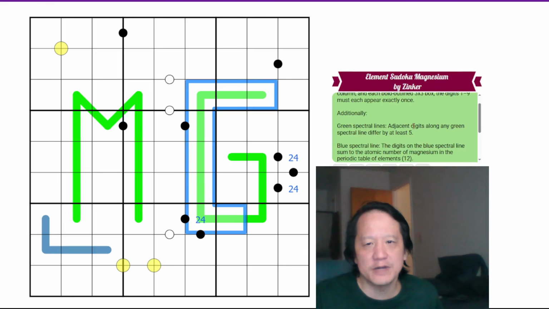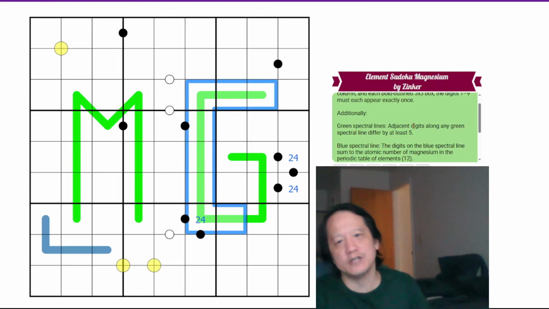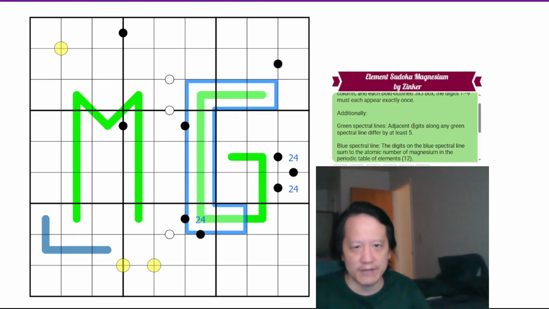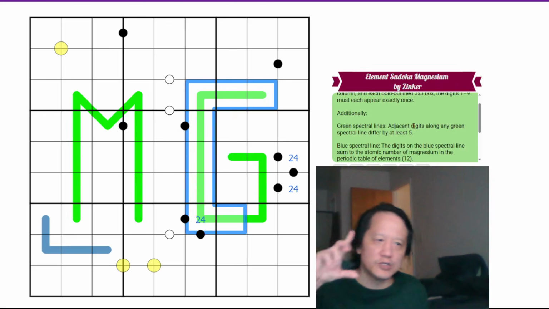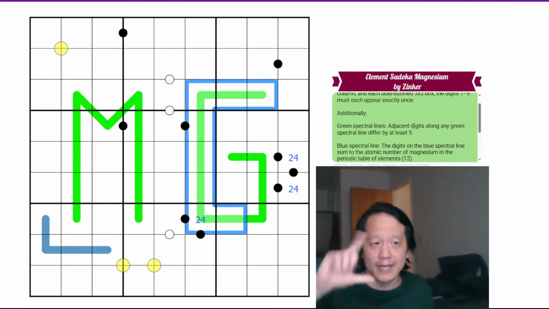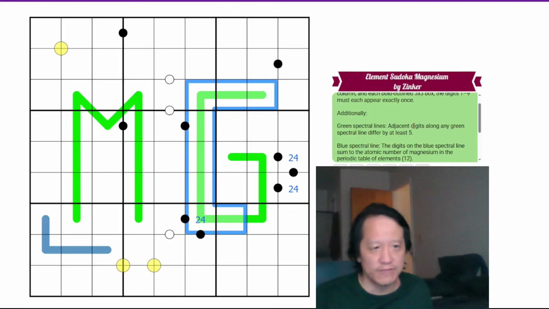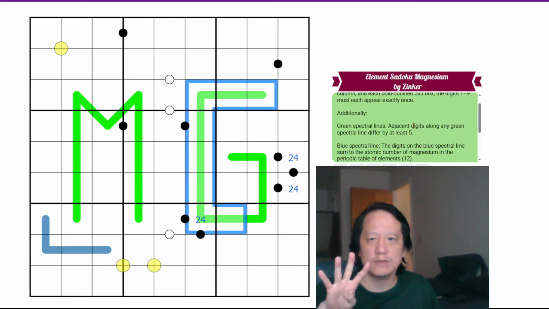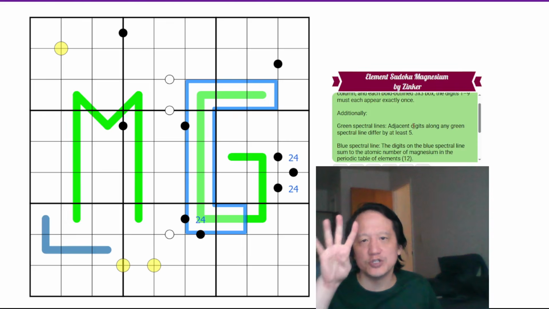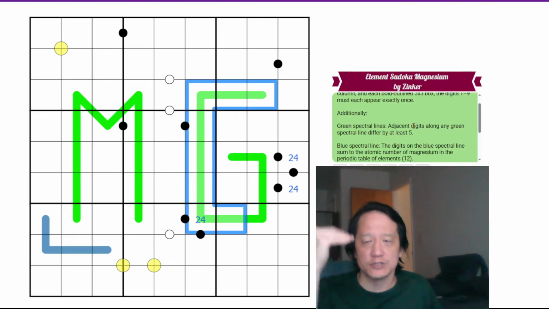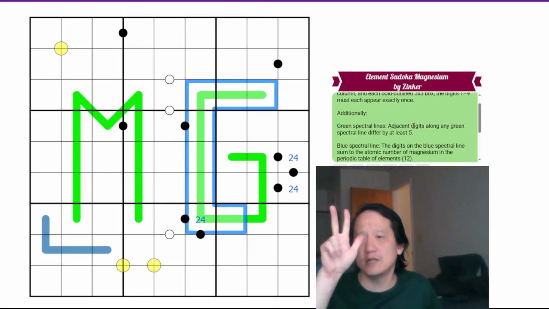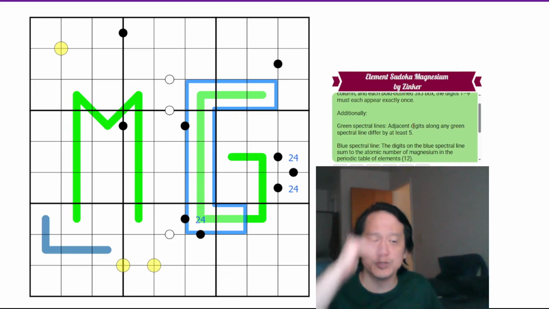On the green spectral line, which otherwise I call a whisper 5 line, you'll always alternate between low digits and high digits. Because if you have a low digit, what digits can be next to it? The low digits are 1 through 4, and the high digits are 6 through 9. Well, 1 can be next to 6 through 9, 2 can be next to 7 through 9, 3 can be next to 8 or 9, and 4 can be next to only 9. So next to a low digit must be a high digit.